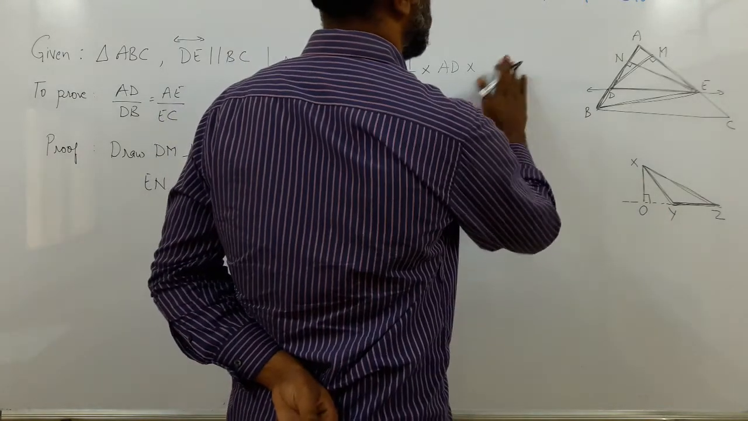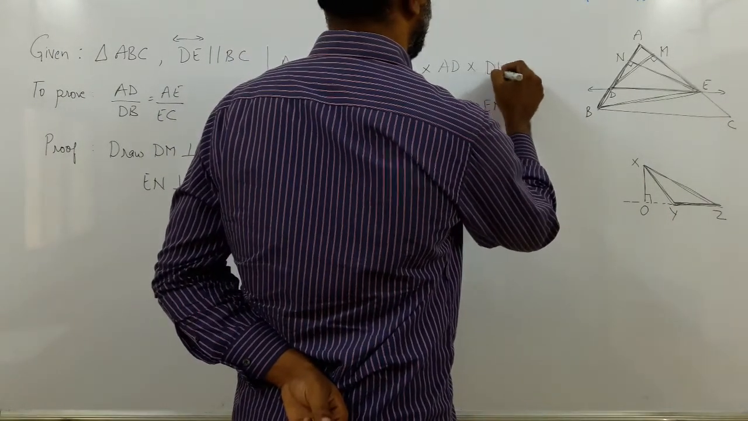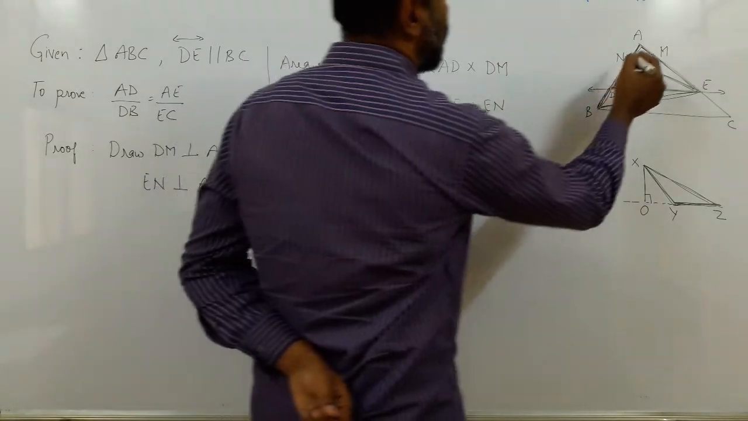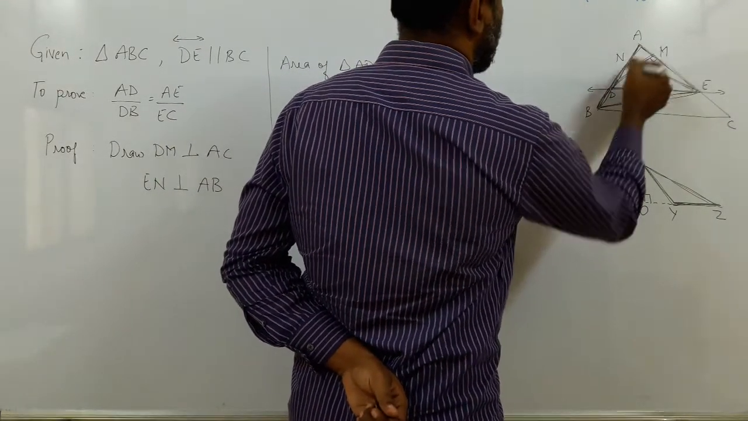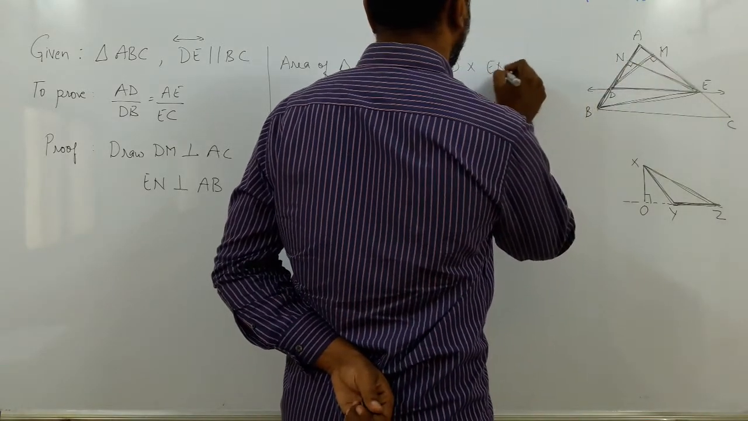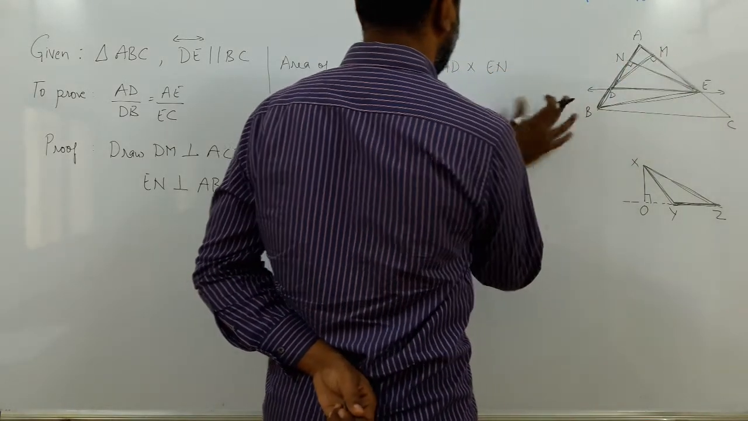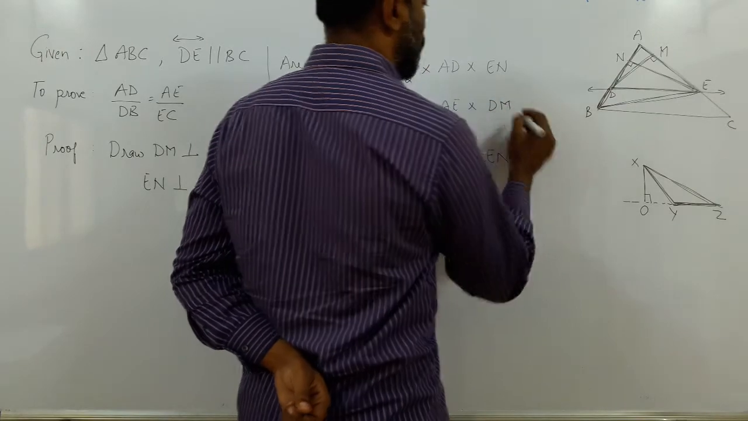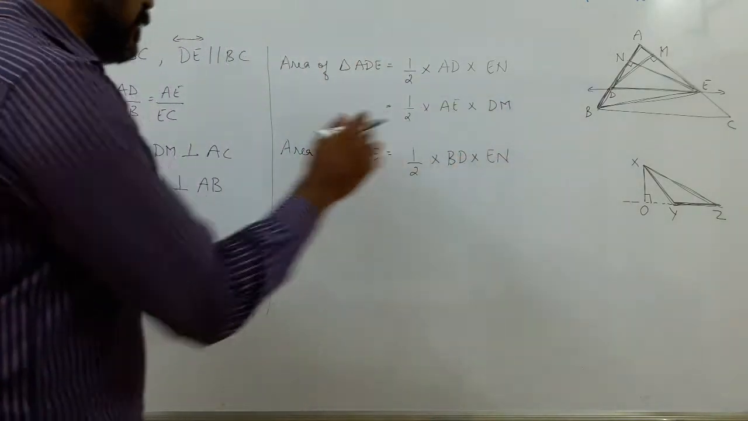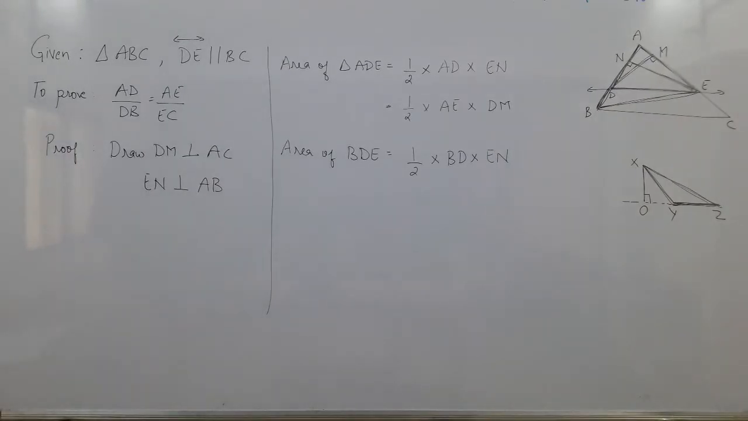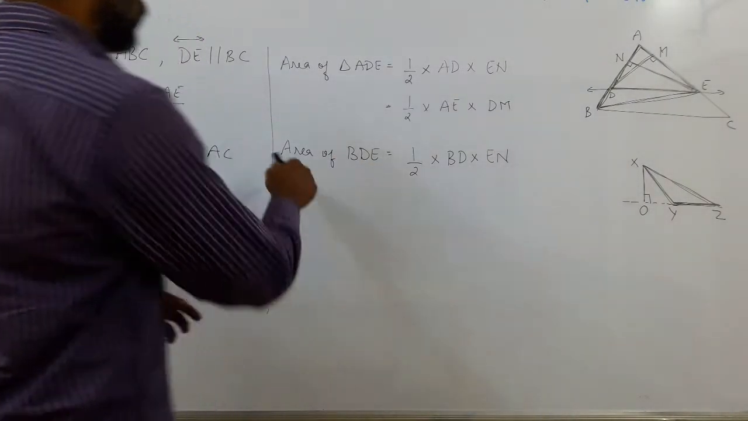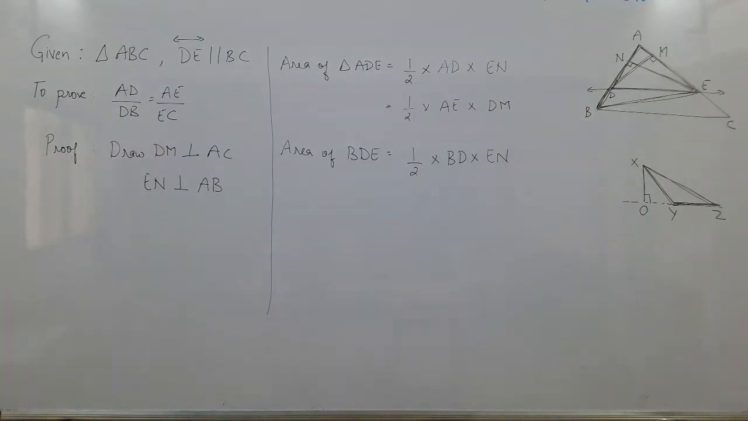So I have made a mistake here. Sorry, no, this is right. It is half AD into EN, but this should be AE into DM. Okay? So here it is lying outside. I hope it is clear to you. So area, how do we write area? You can write short AR also. So area of BDE is half BD into EN.